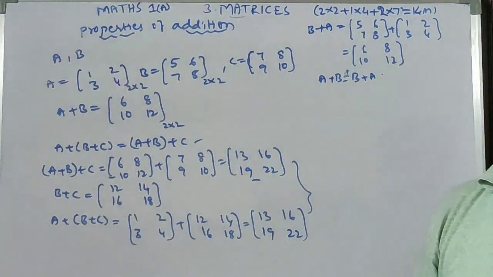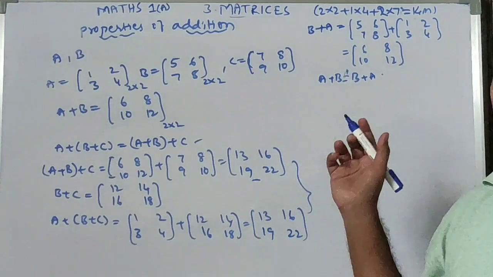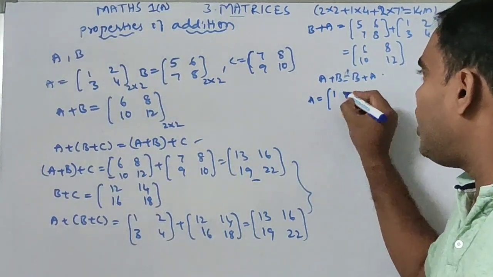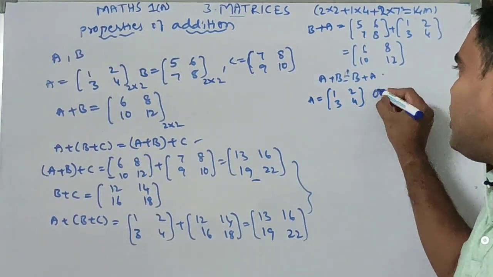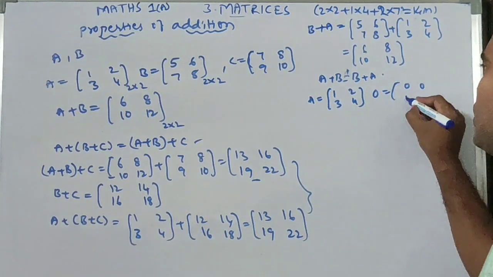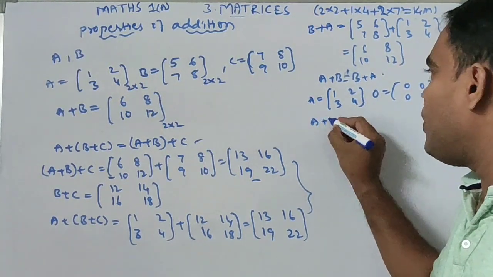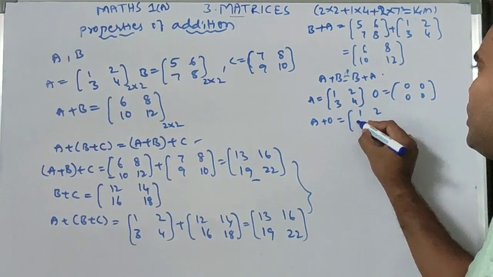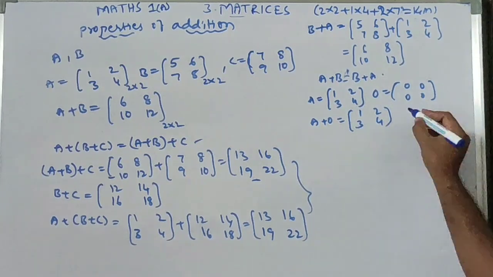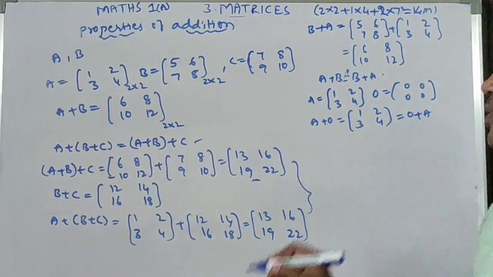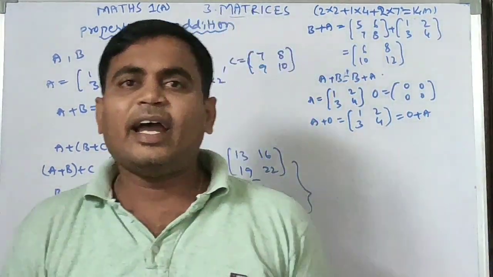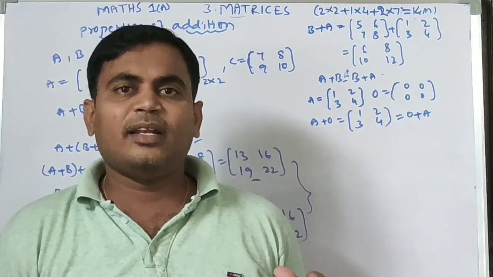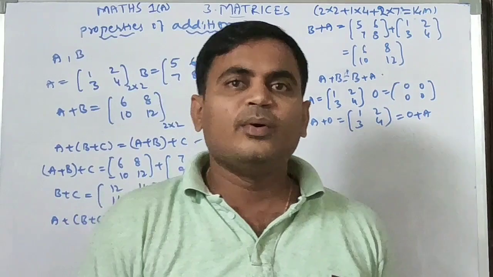Next, identity. We have 0 as the matrix, called the null matrix or zero matrix. It is the identity. I am taking A as 1, 2, 3, 4 and the null matrix 0, 0, 0, 0. If we add A plus 0: 1 plus 0 is 1, 2 plus 0 is 2, 3 plus 0 is 3, 4 plus 0 is 4. This is equal to 0 plus A. So the null matrix is the identity matrix. If we add any matrix with the null matrix, we get the same matrix. So the identity property is also satisfied.